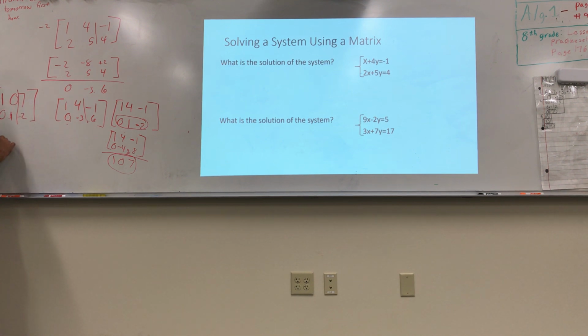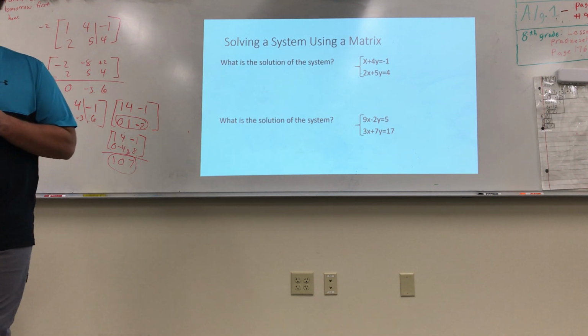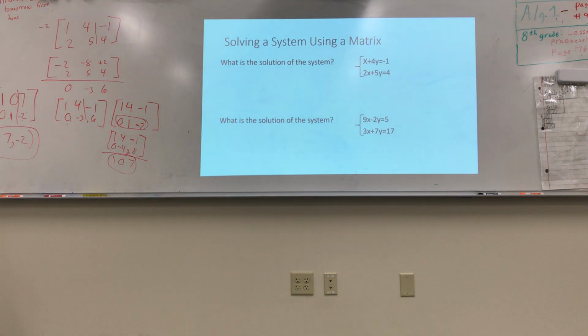Okay, when we typically do this, we're trying to find out what x and y equals. This top one's going to be my x. This one's going to be my y. These come from the constant values here. And that's how you find it using a matrix. Okay, let's try it one more time.